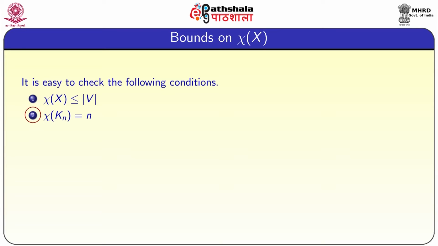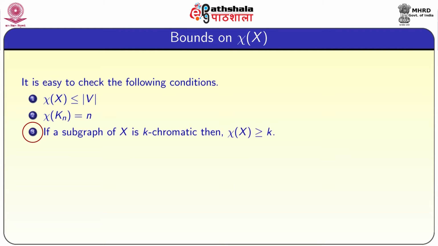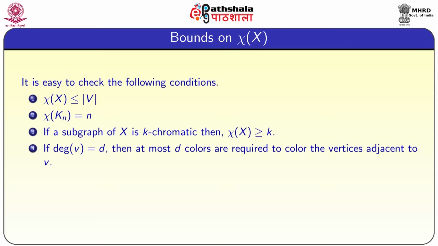The chromatic number of a complete graph is exactly equal to n. This is the graph that requires the most colors. It is because in a complete graph every vertex is adjacent to every other vertex. If a subgraph of X is k-chromatic, then the chromatic number of X is greater than or equal to k. If the degree of v equals d, then at most d colors are required to color the vertices adjacent to v.